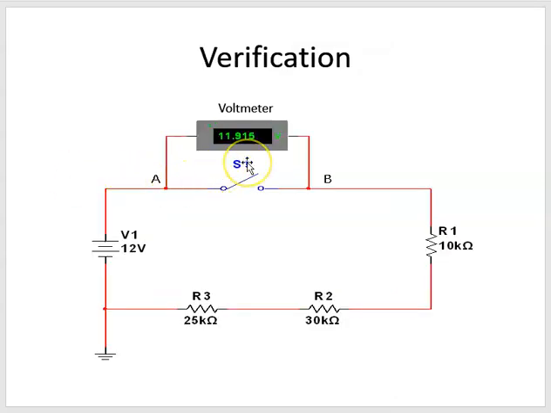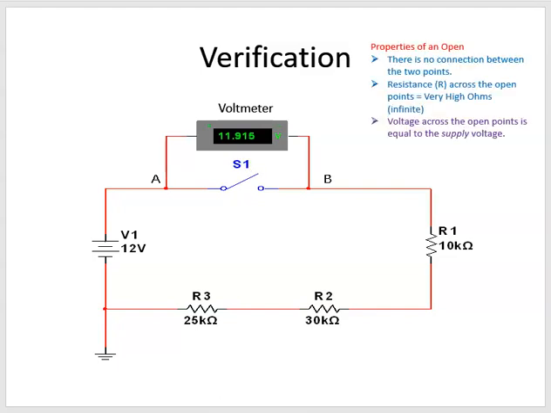That's right. So it is close to the supply voltage, and we're measuring 11.915 volts using the voltmeter. So this verifies one of the properties which we had listed before, that the voltage across the open is equal to the supply voltage.